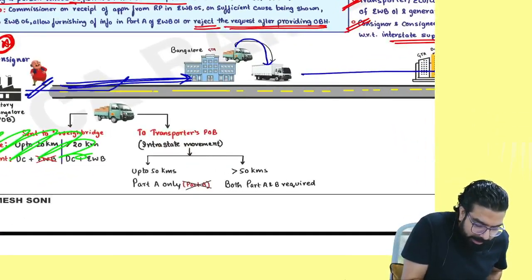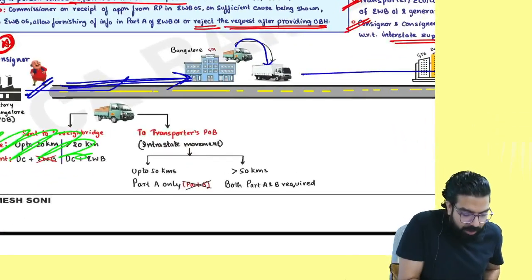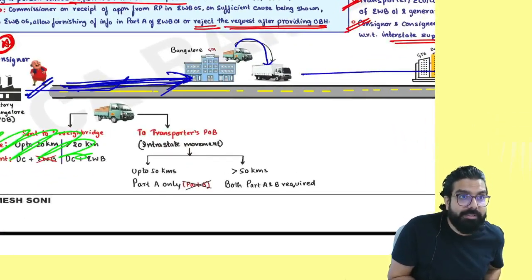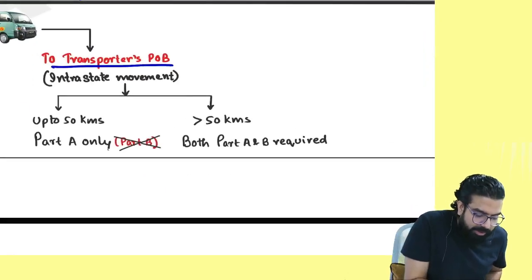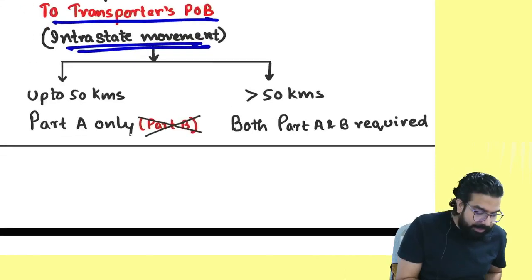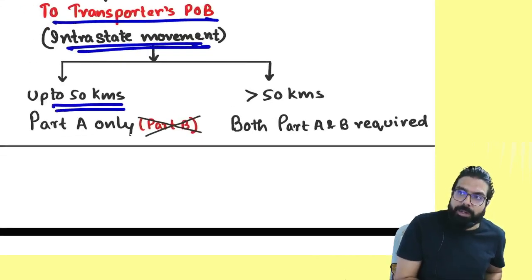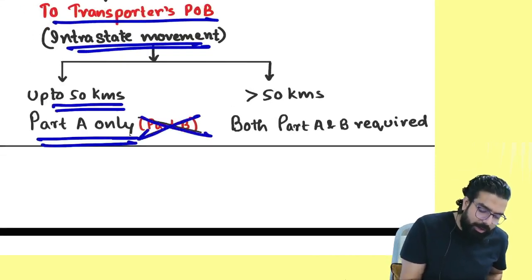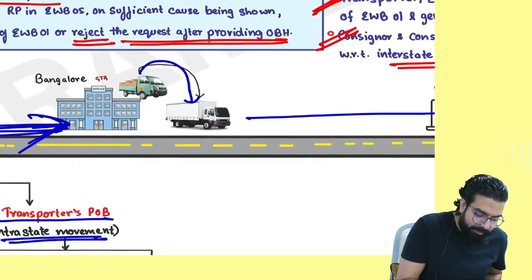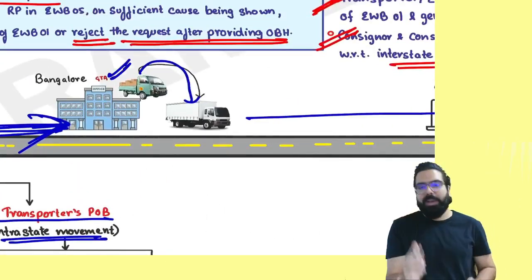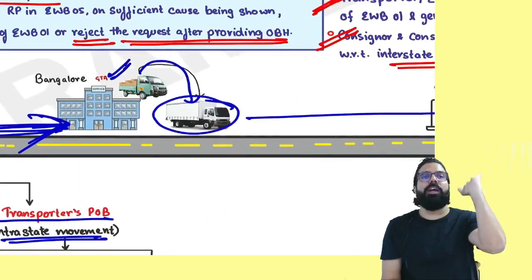Always remember one thing. If you are sending from your premises to a GTA, a transporter, and it is intrastate movement and the distance is only up to 50 kilometers, fill part A, you don't need to fill part B. Part B who will fill? The transporter will fill his truck details, take the goods and go.